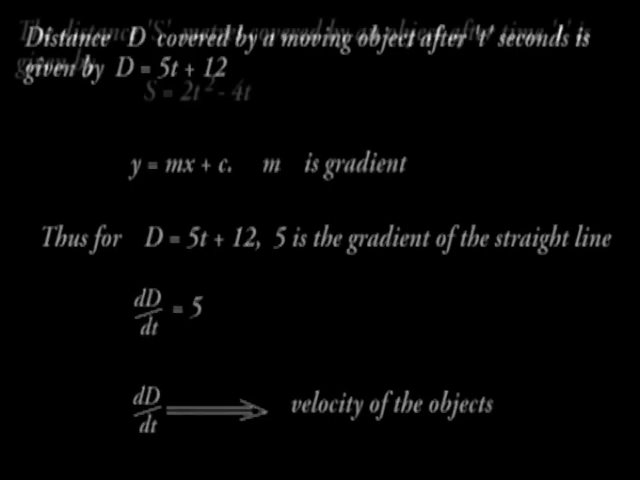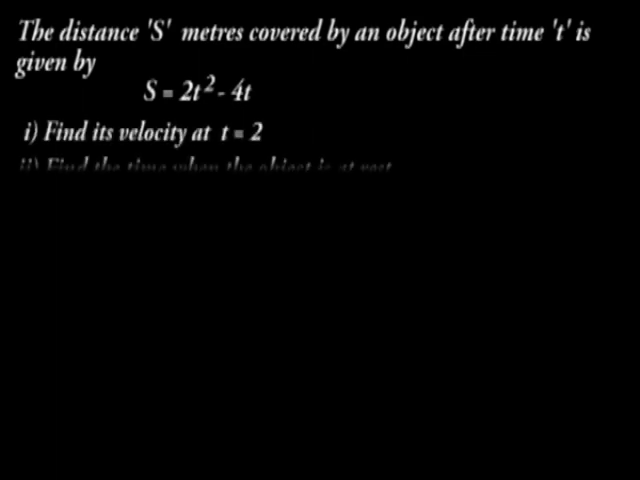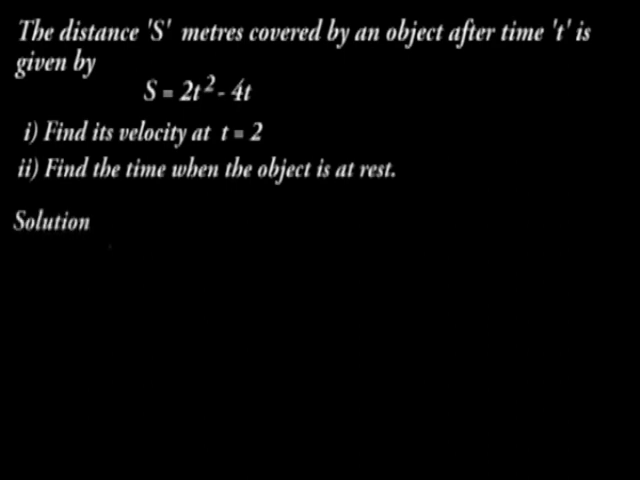For example, the distance s in meters covered by an object after time t is given by s is equal to 2t squared minus 4t. Find its velocity at t is equal to 2. Find the time when the object is at rest. In the solution, velocity is equal to ds over dt, that is differentiation of distance, which is 4t minus 4. When t is equal to 2, v is 4 meters per second.